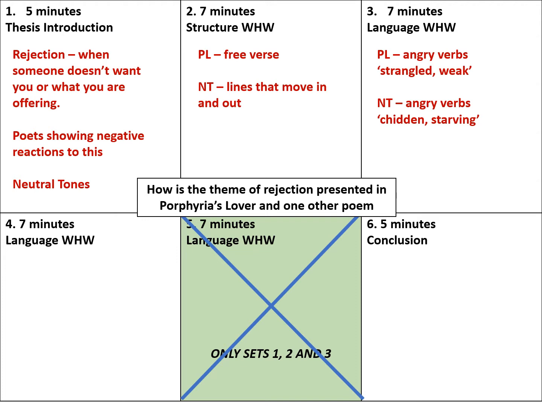I'm now on to my second language what, how, why, and I have to think of a different technique to use. I can't use angry verbs again. So this time for both poems again, I have decided that I'm going to use the references to God that are in both poems. In Porphyria's Lover, he says, "And yet God has not said a word." And in Neutral Tones, he talks about the chidden by God, the sun, and then he calls it the God-cursed sun. So references to God are clearly important in both poems. Pause this recording now to get your second language ideas written down.